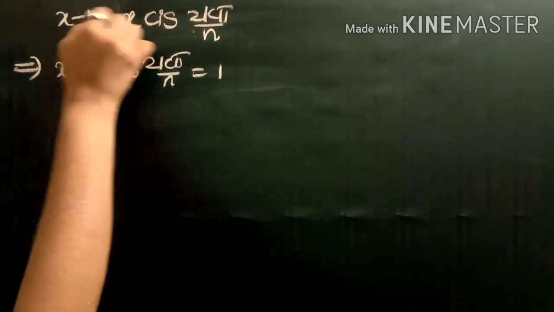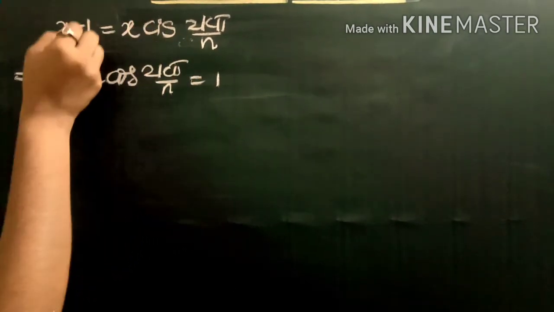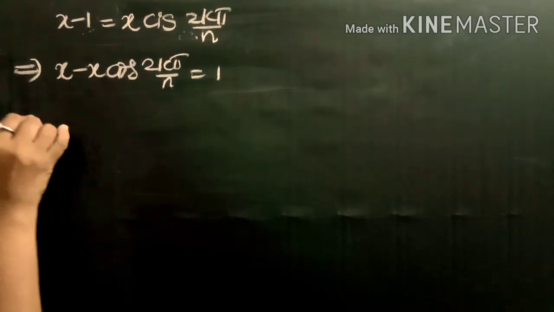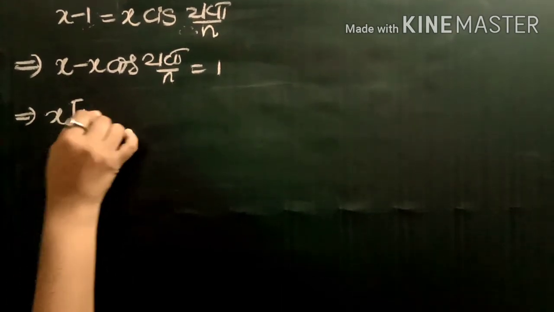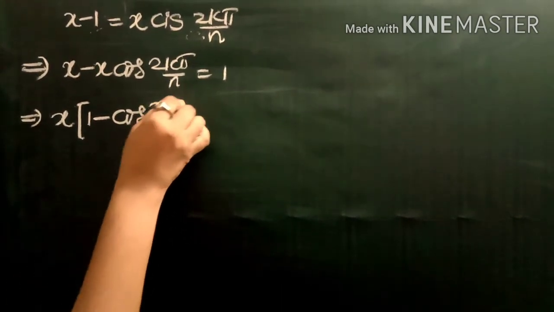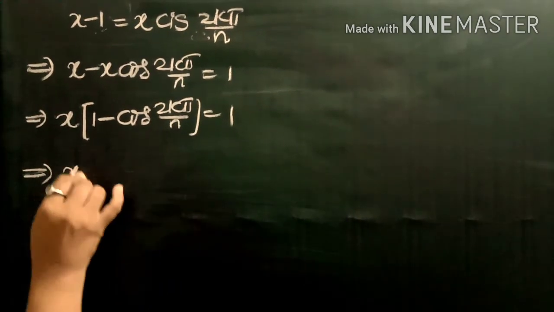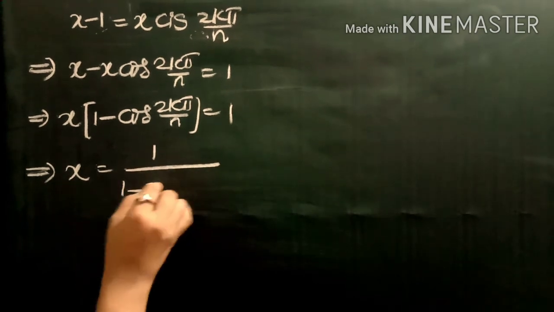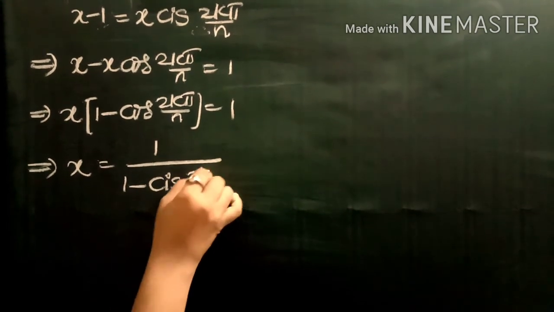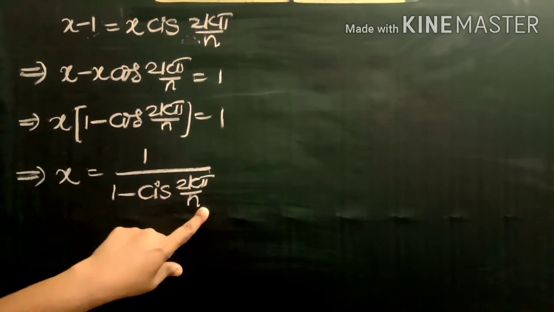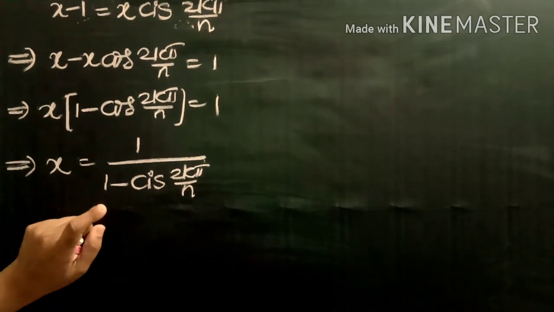We are just interchanging these two terms, writing this term to this side and the minus 1 to that side. Taking x common here, x into (1 minus cis 2k pi by n) is equal to 1. Therefore the value of x is equal to 1 by (1 minus cis 2k pi by n). But this is not in simplified form, so first we take the simplification to this step.